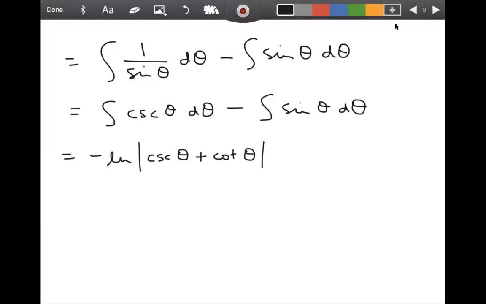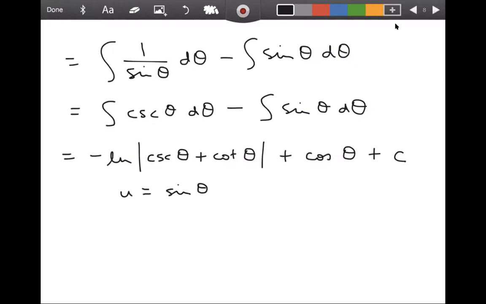And then, of course, the integral of sine theta is negative cosine theta, and we have a minus in front of the integral, so that's going to give me plus cosine theta. All right, so now the next thing we get to do is put this back in terms of u, and this is where we're going to use our reference triangle. So remember that u was sine theta.